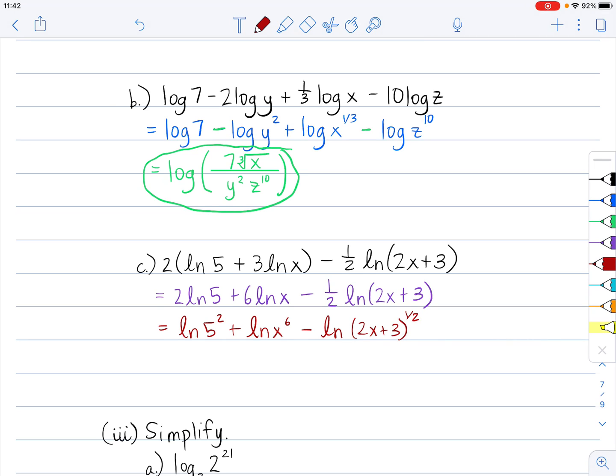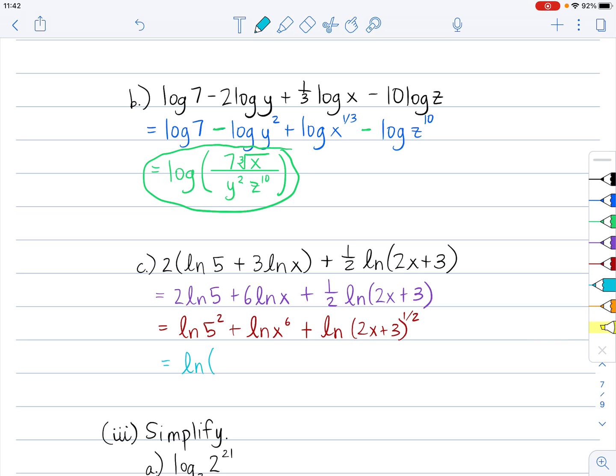to the 1/2 power, even though my 1/2 came out weird. Let me try again. That's better. Okay, once I've pulled up my exponents, then I'm ready to condense down into one logarithm. Oh, I do need a division bar here. All right, so let's just change this one to plus. So that way we don't need a division bar this time, because they don't all need a division bar. But we're going to have 5 squared times x to the 6th times 2x plus 3 to the 1/2.